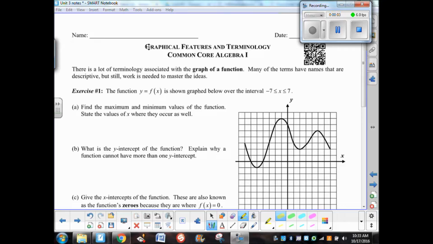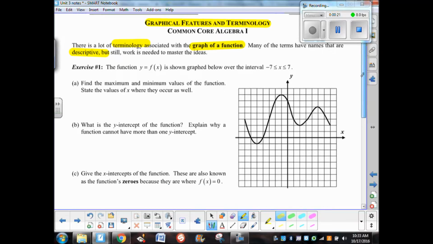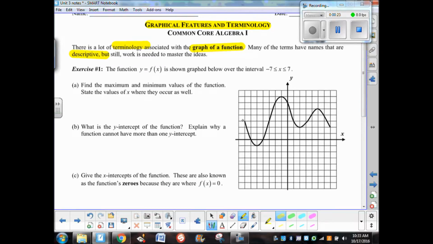Graphical features and terminology. That's our lesson for today. There's a lot of terminology when we're talking about the graphs of functions, and many of those vocab words are very descriptive, but we still need to have those in our brain in order to describe any particular graph. So I have this function here to the right, that y equals f of x.